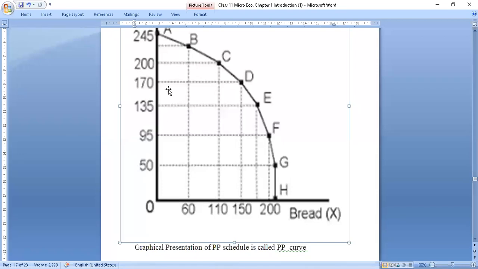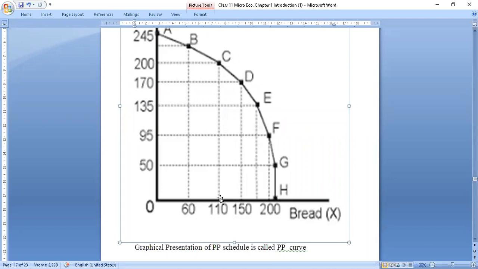The first combination, I forgot to explain the first combination. The first combination was bread is 0 and the production of the second good is 245. So I have marked this point here, because 0 will not be pointed out anywhere. So this is the first combination. The second combination is 60 of bread and 230 of the next good. So we have to mark this B combination.